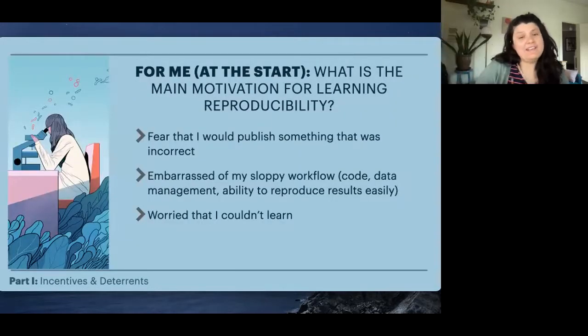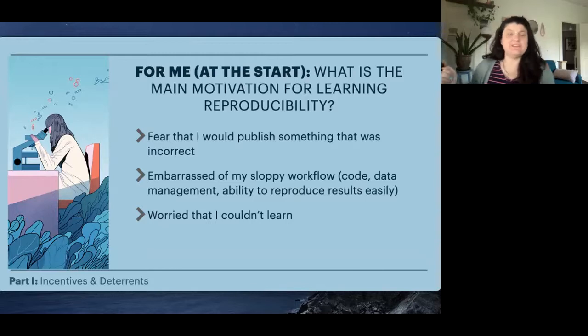So when I started learning about computational reproducibility, my motivations were, one, I had a great fear that I would publish something that was incorrect. And this is kind of echoed with what you all were saying. I was extremely embarrassed of my sloppy workflow. So all the code, the data management, ability to reproduce results easily. And I was worried that I couldn't learn properly because of my sloppy workflow.